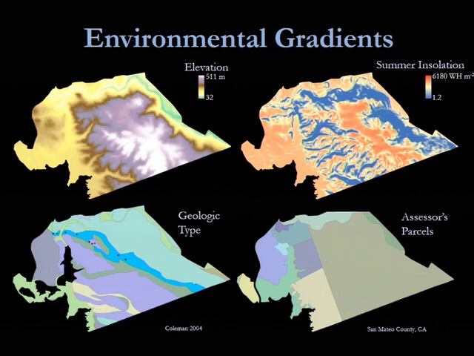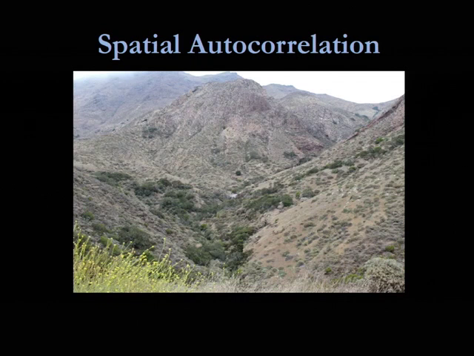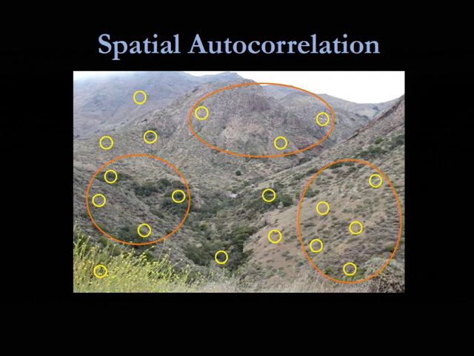Whenever you do any sort of research on a landscape, you should incorporate the fact that your samples are not independent of each other, right? If you were going to sample this hillside and had your plots spread out across it, all other things being equal, you might find that plots closer to one another were similar just because they're closer to one another, right? They're not independent samples like we really want in a statistical framework.